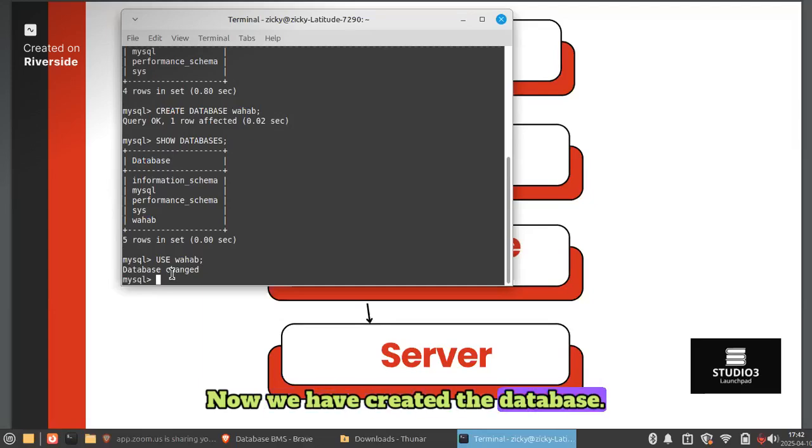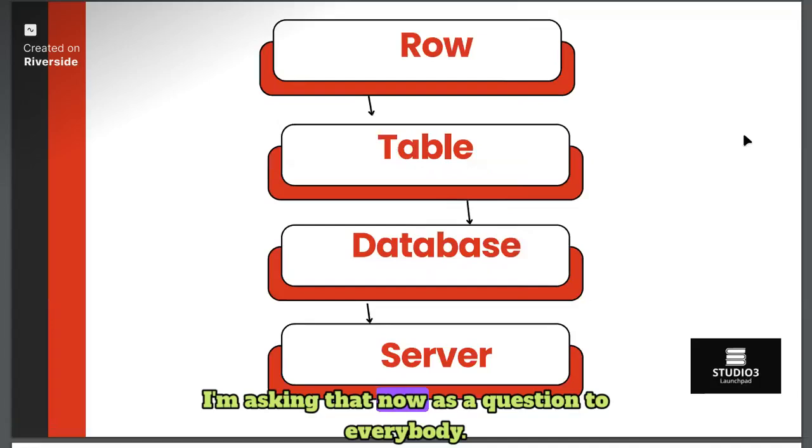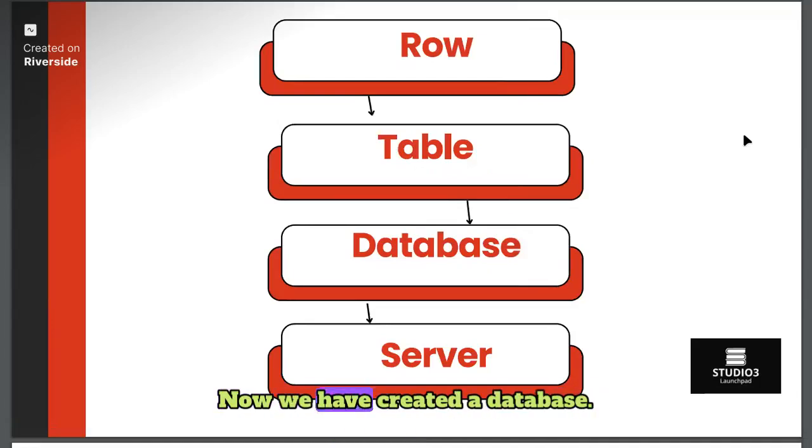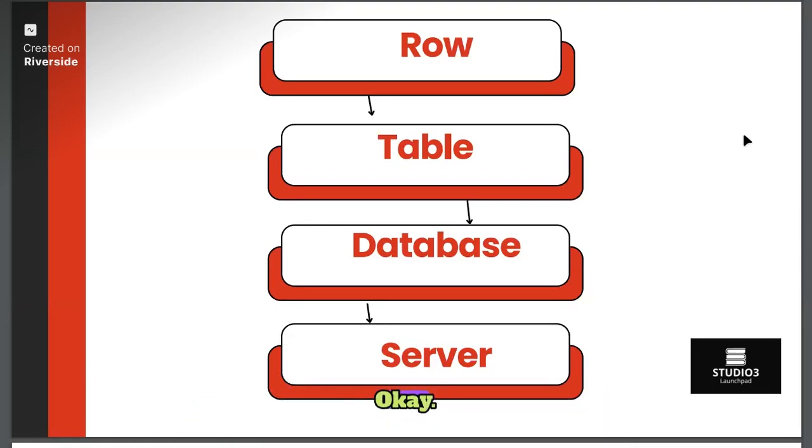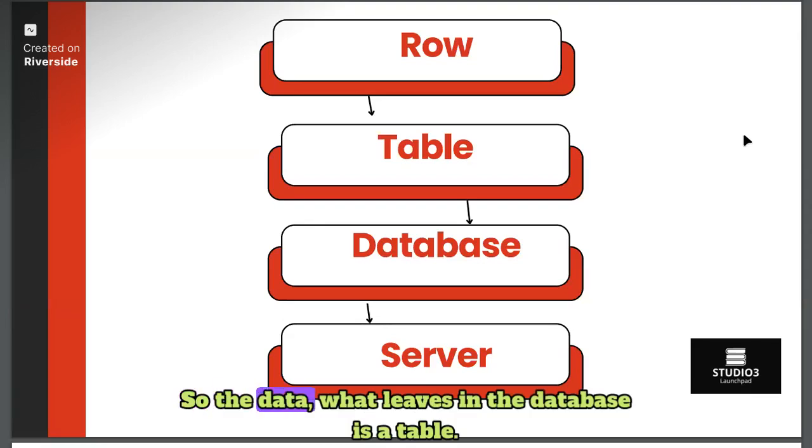Now we have created the database. What follows next? I'm asking that now as a question to everybody. Now we have created a database, what follows next? Maybe you should add objects to it or fields. Depends on what you mean by fields. Actually, after creating a database, the next thing that follows is a table. So the database, what lives in a database is a table.